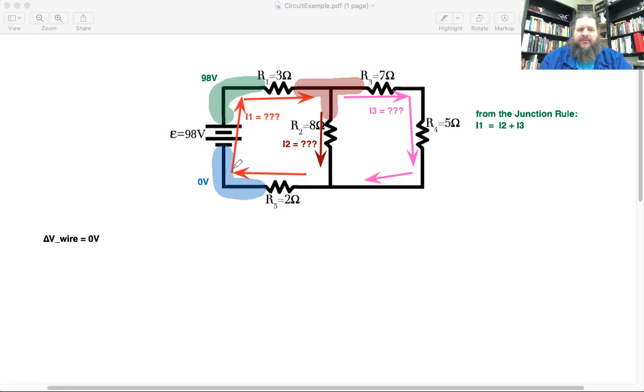It'll be different from 0 and 98, presumably somewhere in between, but it'll all be at a single value of voltage. Likewise, if we cross over R3, we get to another region. This region would all be another node. It would be another single value of voltage. So all these points in the upper right corner are a single voltage value shared with each other.